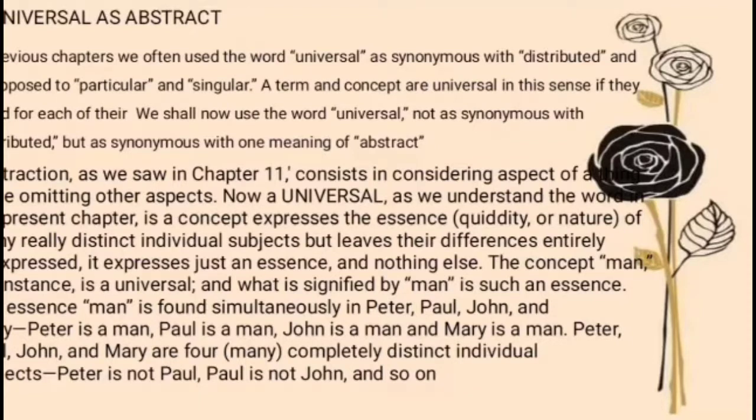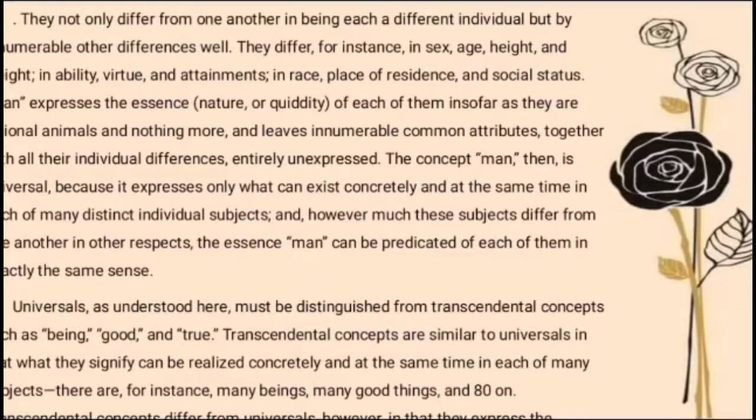Peter, Paul, John, and Mary are for many completely distinct individual subjects. Peter is not Paul, Paul is not John, and so on. They not only differ from one another in being each a different individual, but by innumerable other differences. They differ, for instance, in sex, age, height, and weight, in ability, virtue, and attainments, in race, place of residence, and social status. Man expresses the essence, nature, or quality of each of them in so far as they are rational animals and nothing more, and leaves innumerable common attributes, together with all their individual differences, entirely unexpressed.